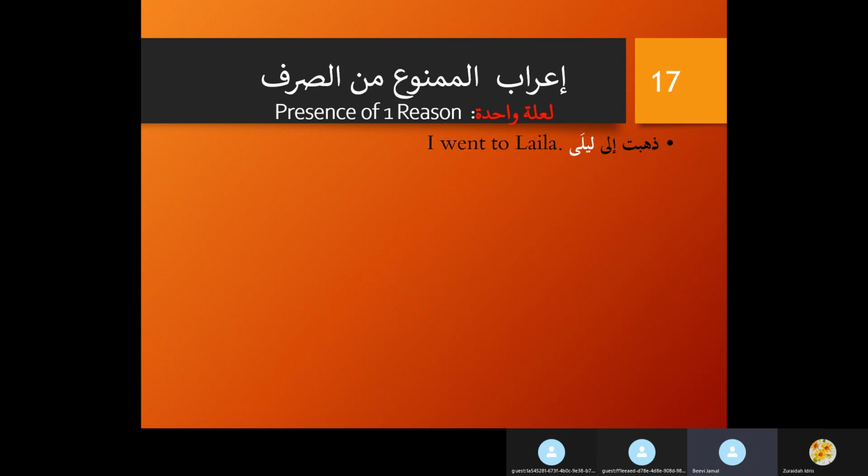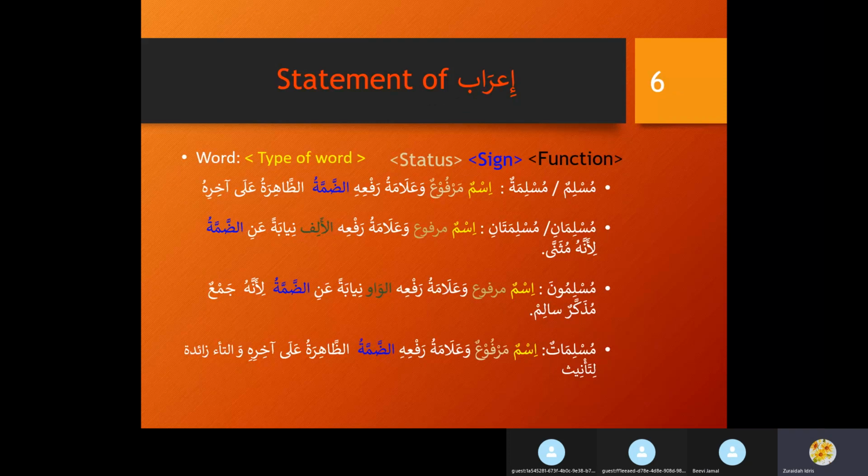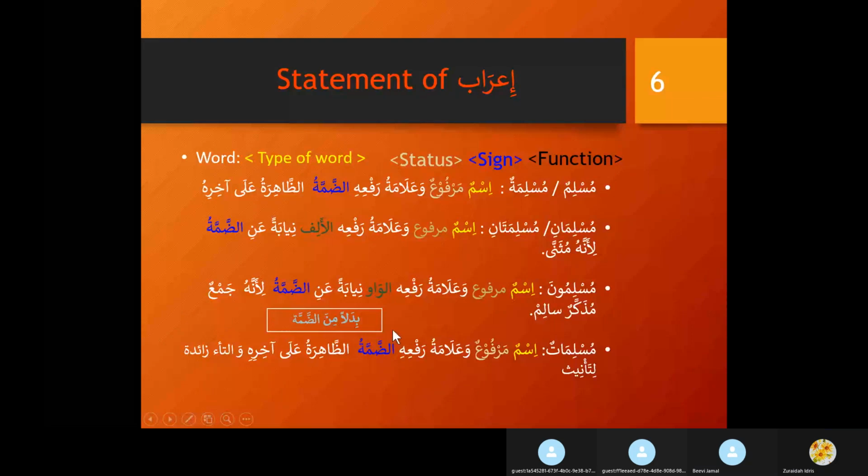Badalan or bidalan? Yes, bidalan. So this is the other term that you will see in the i'rab books as well. So we've been using this all this while, and we can use this, no problem.